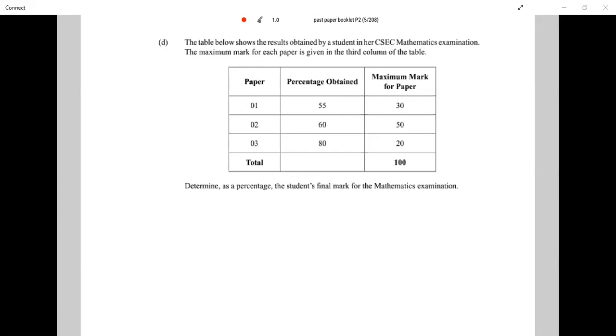All right, I did look at this and I was trying to figure out the easiest possible way to do it, but the only thing I could come up with is this. So let us determine what our final mark is. Our final mark would be equal to 55% of 30. 55% is 55 over 100, which is the same as saying 0.55 times 30. So she gets 55% of the 30.